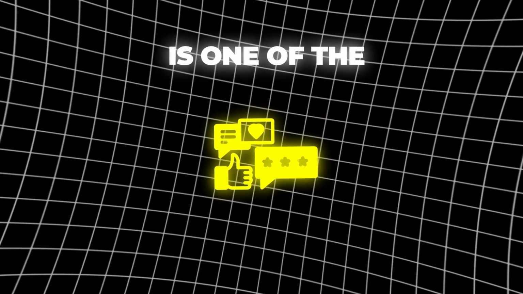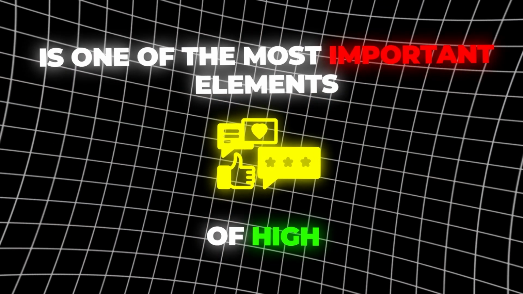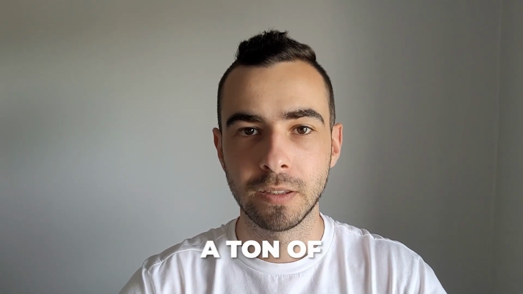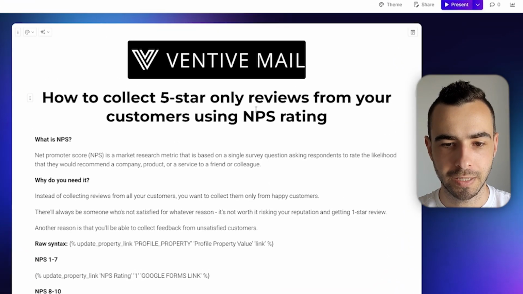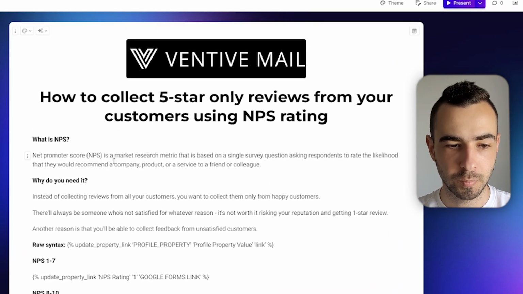Social proof is one of the most important elements of a high converting e-commerce store. That's why in this video I'm going to show you how to collect a ton of 5-star reviews. So here's the tutorial. We'll be using something called NPS, which is Net Promoter Score.